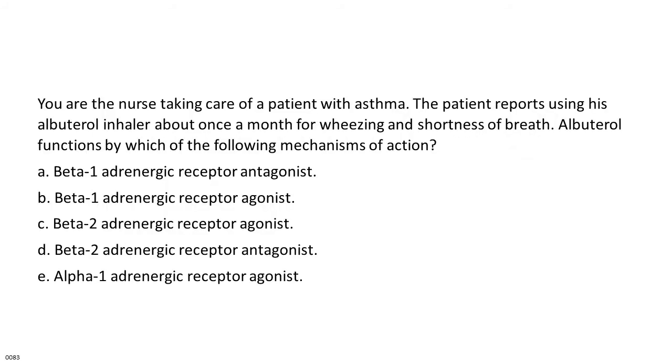You are the nurse taking care of a patient with asthma. The patient reports using his albuterol inhaler about once a month for wheezing and shortness of breath. Albuterol functions by which of the following mechanisms of action? A. Beta-1 adrenergic receptor antagonist. B. Beta-1 adrenergic receptor agonist.